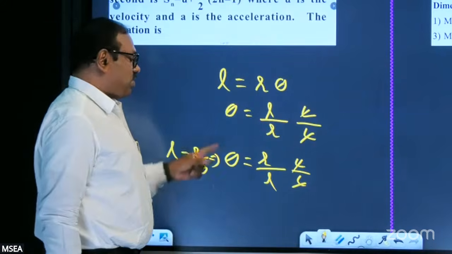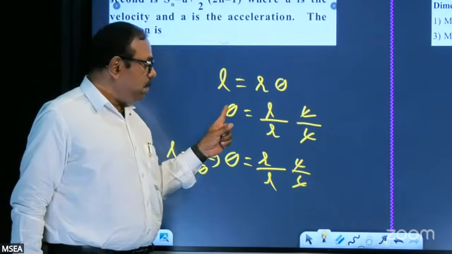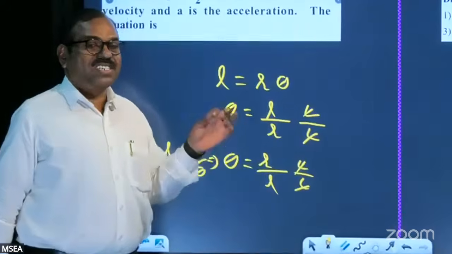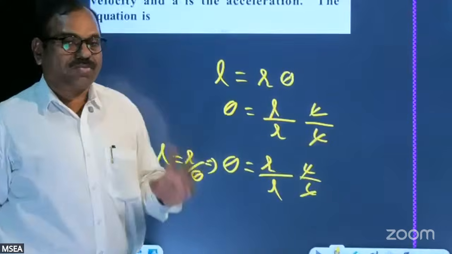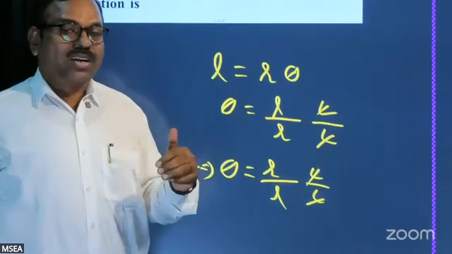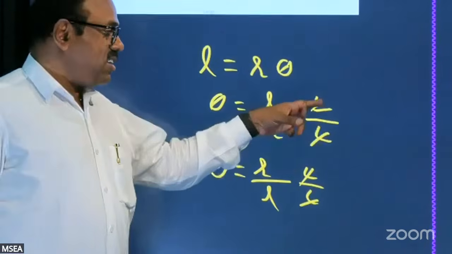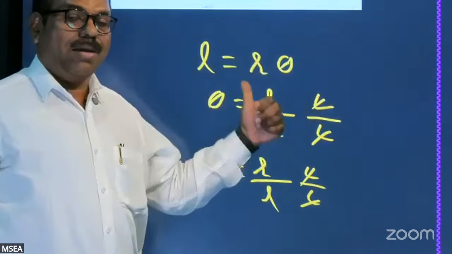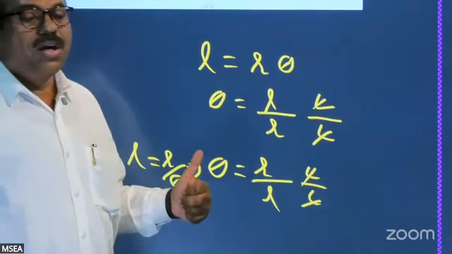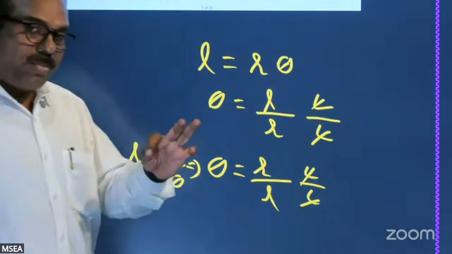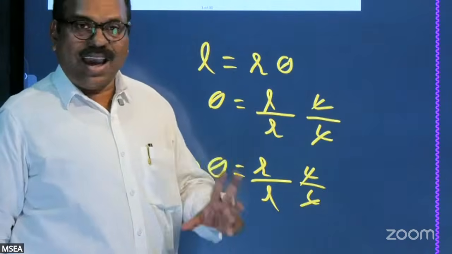These things you have to remember. And one more point: theta is the angle. The physical quantity which has a unit but no dimension formula is the angle. The unit of angle is radians, but dimensionally there is no dimension formula for angle; we get M0 L0 T0. The quantity which has a unit but no dimension formula is the angle.